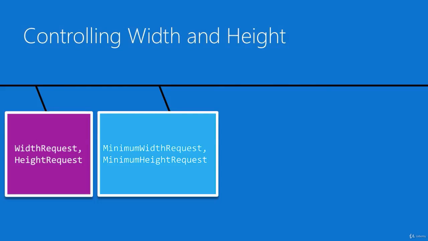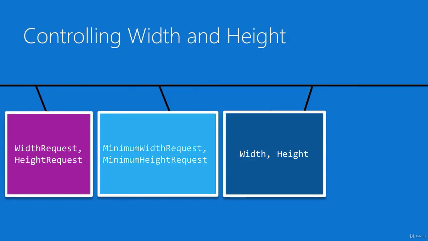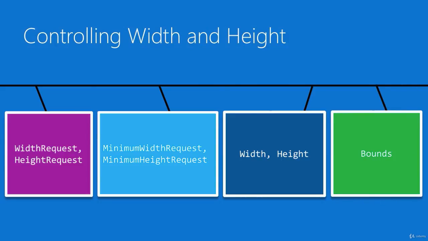Most of the layout containers respect these properties, and in fact, for unmanaged containers, you must supply a width or height request, or the control may not be rendered. You cannot set width or height properties directly. They will just report the actual or final width and height. Bounds is similar to the iOS frame property. It reports the position of an element relative to the parent.